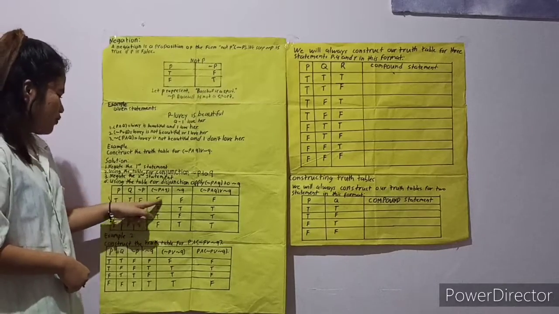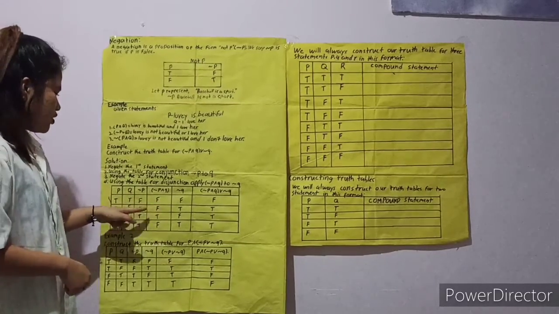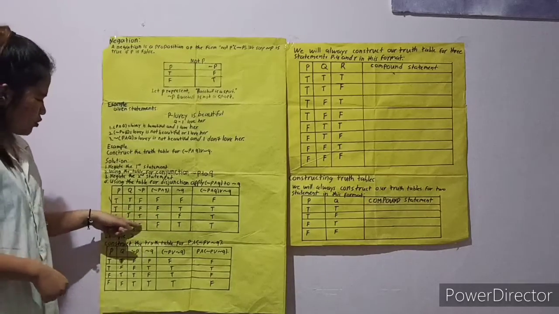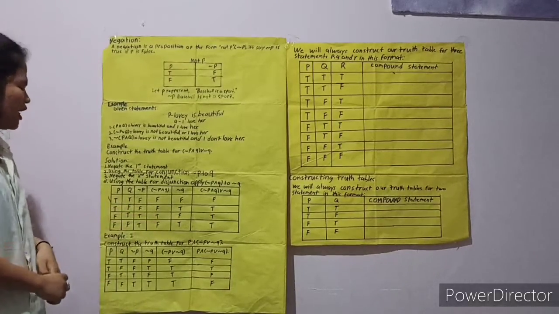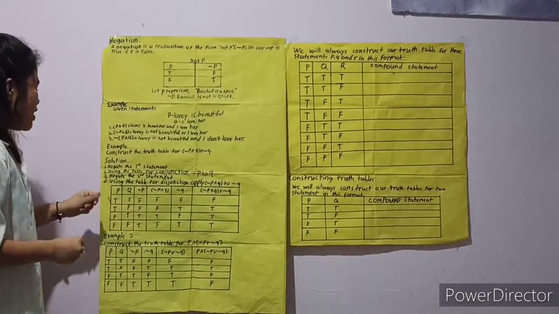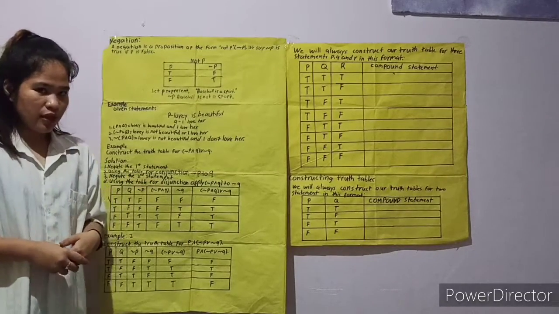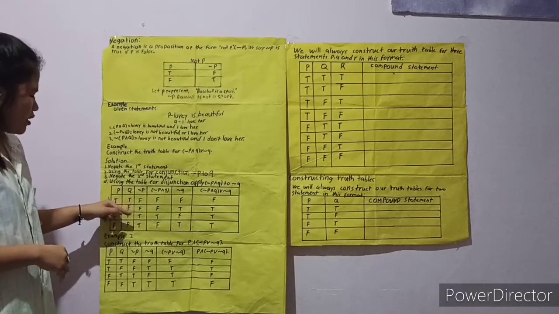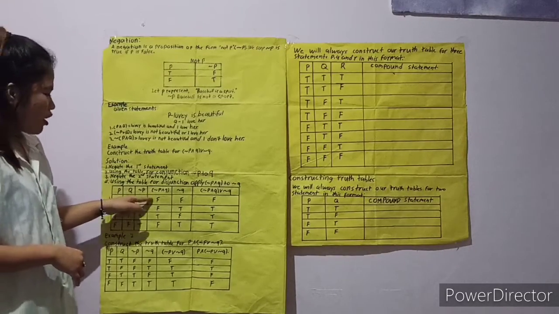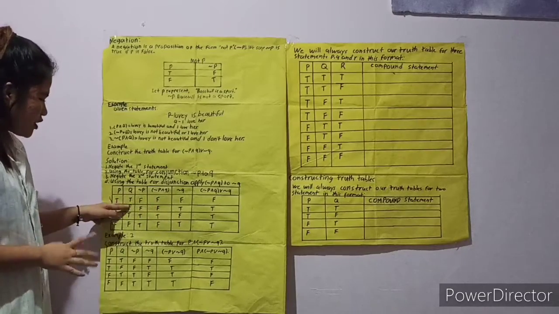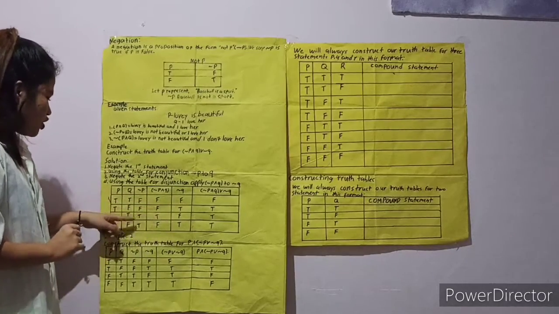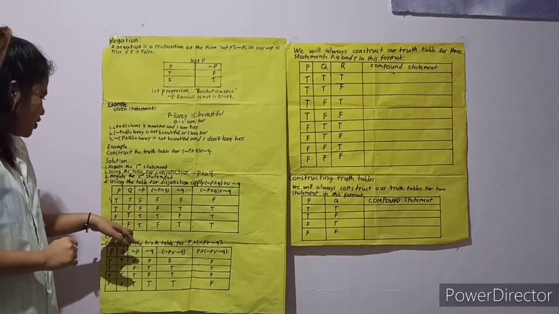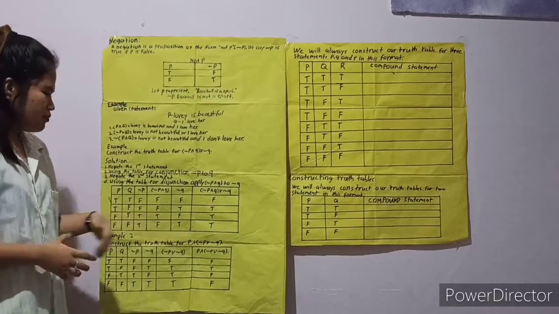True and false is false. False and false is false. True and true is true. False and true is false. And the third solution. Negate the second statement. The second statement is here, Q. To negate it, true becomes false, false becomes true, true becomes false, false becomes true.